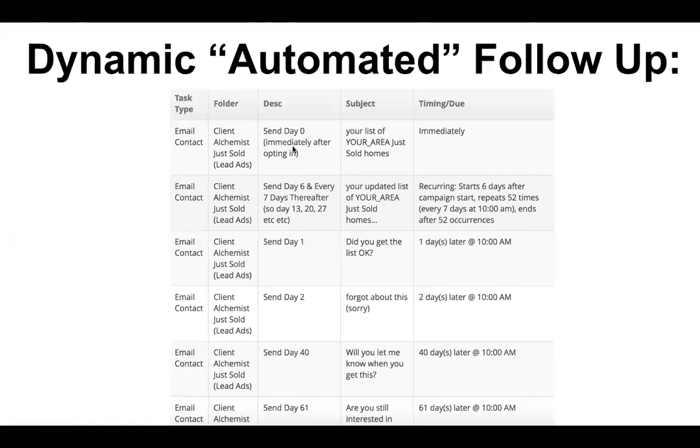So this email goes out immediately after someone opts in or requests information or connects with us. This one goes out on day one, which in this case means like a day later. This one goes out on day two, which in this case means 2 days later. This is the automated recurring. Okay, so then it would go out every week, giving them the thing that they opted in for. In this case, their updated weekly list of all the just sold homes in their area, in their neighborhood or in their zip code, that kind of thing.